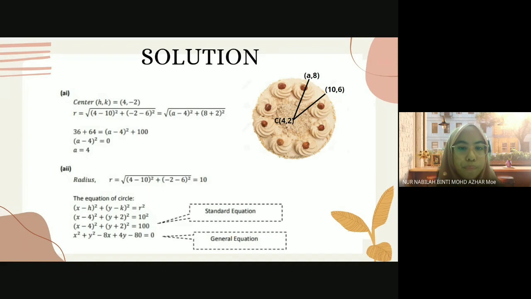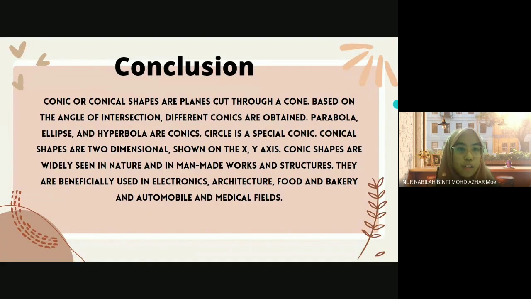So in conclusion, conics or conical shapes are planes cut through a cone. Based on the angle of intersection, different conics are obtained. Parabola, ellipse, and hyperbola are conics. A circle is a special conic. Conic shapes are two-dimensional, shown on the x-y axis. Conic shapes are widely seen in nature and in man-made works and structures.